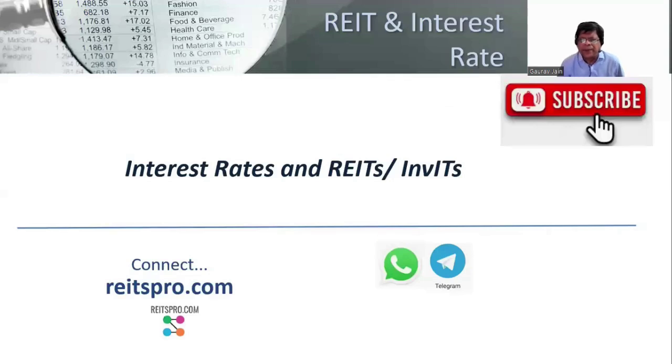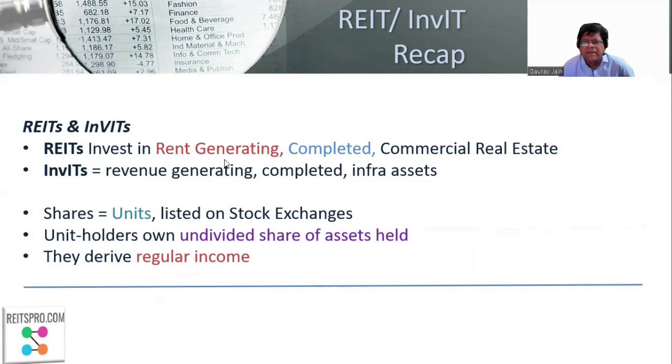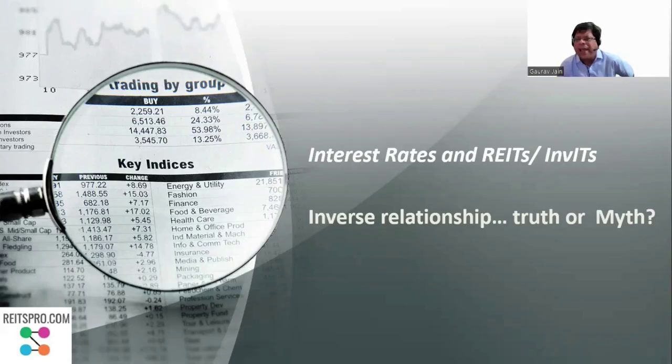So today the topic is about interest rates and REITs and InvITs. How are these two related? REITs invest in rent-generating completed commercial real estate assets, while InvITs invest in revenue-generating completed infrastructure assets. They both are traded in the form of shares or units, as they're called, on stock exchanges, and unit holders own an undivided share of the assets held in a REIT or an InvIT, and they derive regular income therefrom. And the topic about the inverse relationship of REITs and InvITs with interest rates we'll explore.